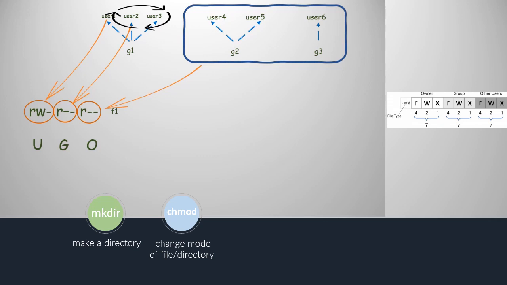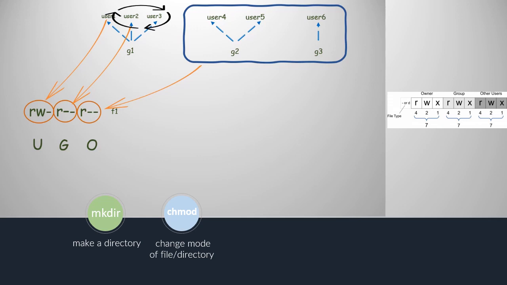Other users who belong to the owner's group are treated as group members. And the remaining users in the system are treated as others. So when a user tries to access a file, the operating system makes a check in the following way. Let's say user 6 is trying to access file F1. The operating system will see which category user 6 falls under.